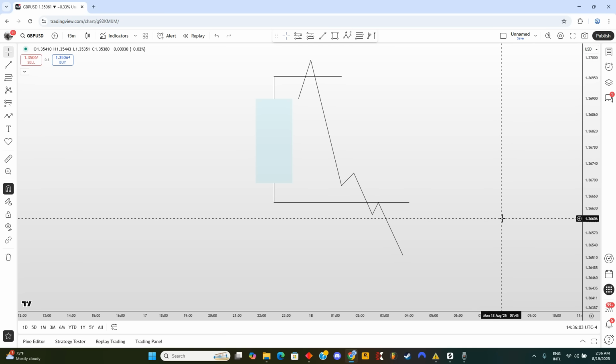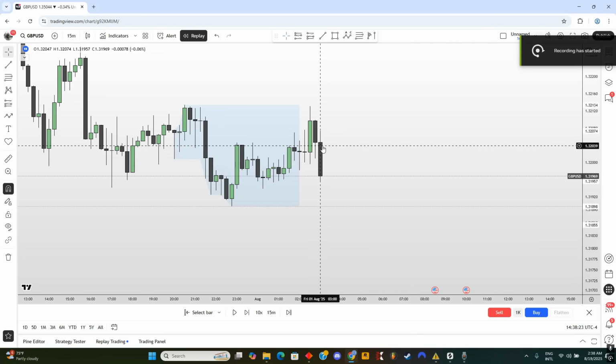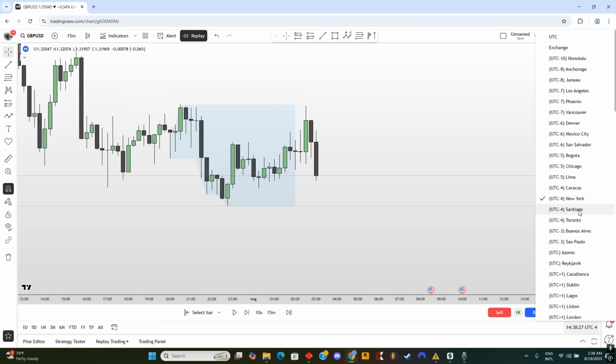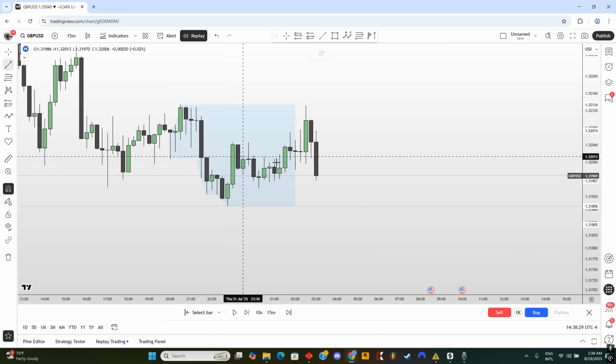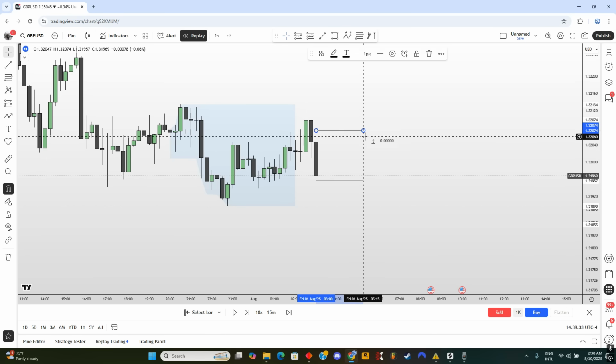Now, let me give you guys a gazillion examples so you understand everything correctly. All right, so here is example number 1. And you can see we have the 3 a.m. candle right here. Make sure your time zone is set to New York. And once you have the 3 a.m. candle, mark out the low and the high of this candle.